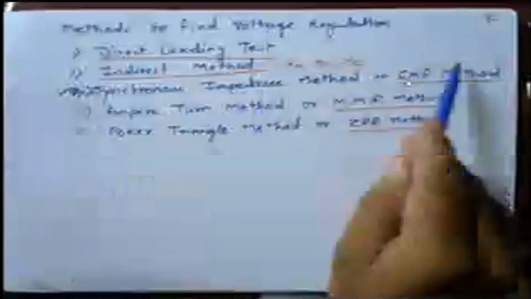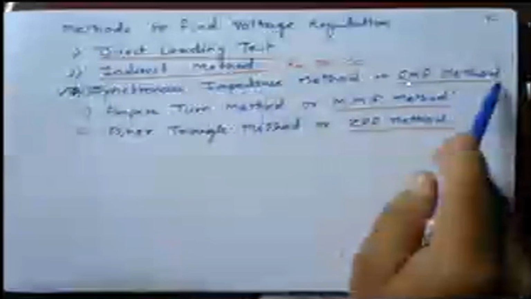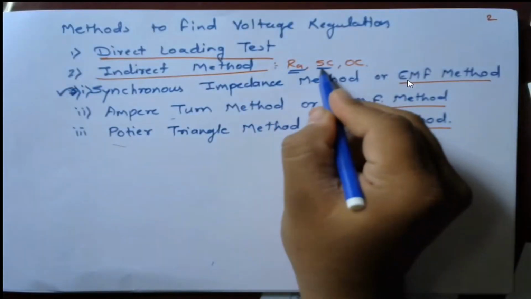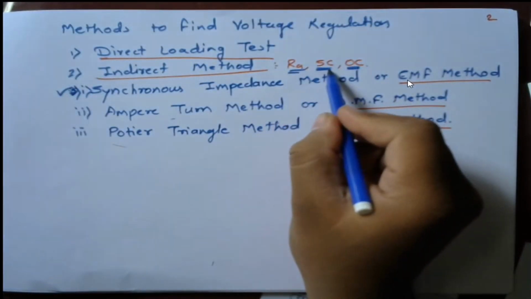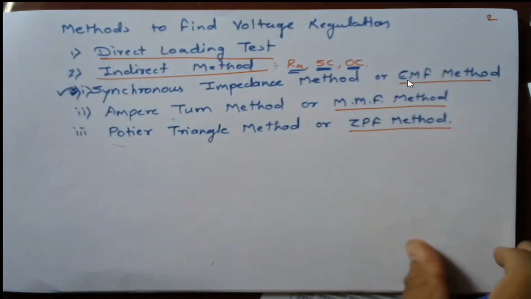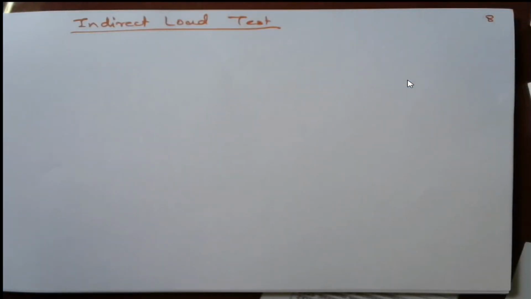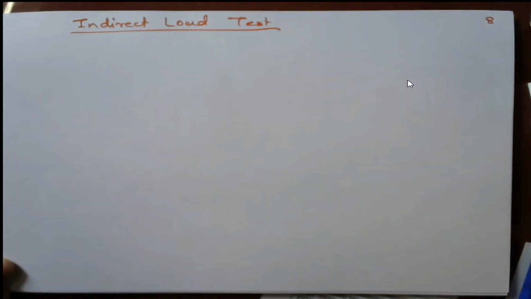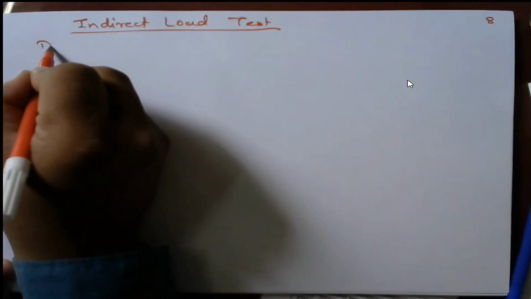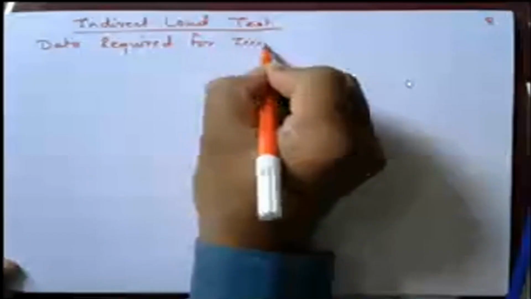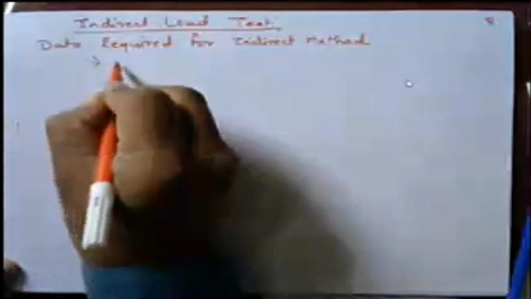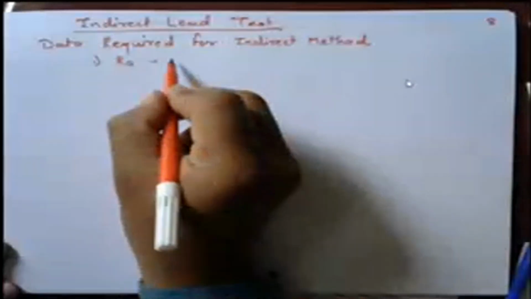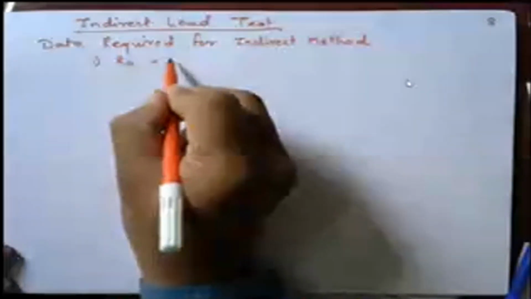But to calculate the voltage regulation by using this method, we require some parameters to be known, which are nothing but the RA, the short circuit test and the open circuit test. So let us see how to perform the short circuit test, the open circuit test, and the third one, how to measure the RA. So first point, data required for the indirect method. First one is RA, and to measure this armature resistance, we require the armature resistance test.